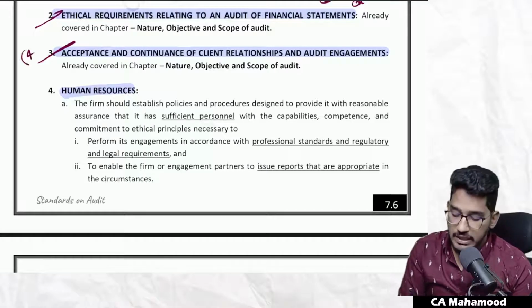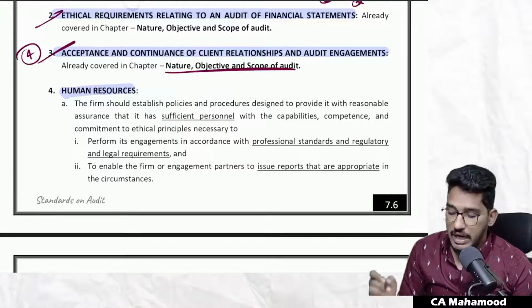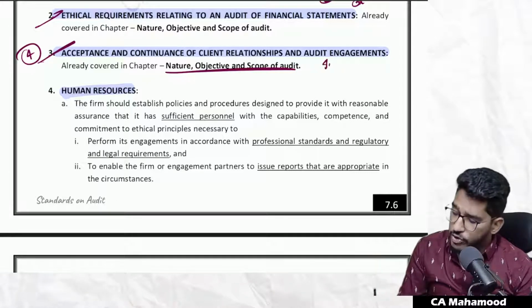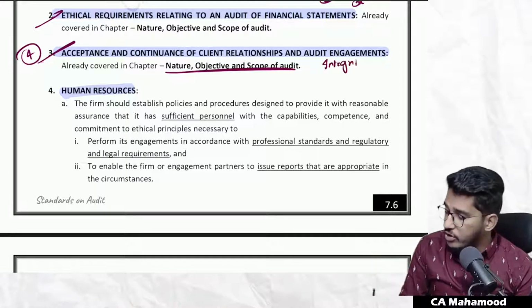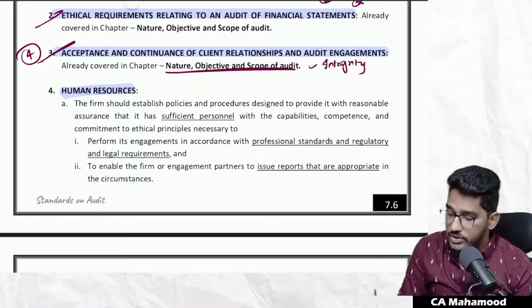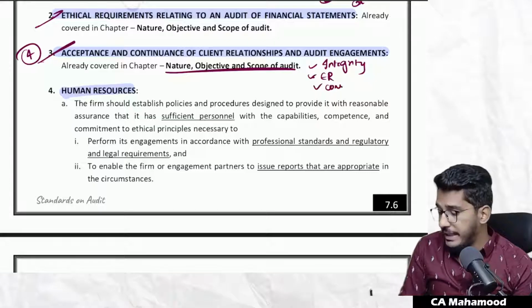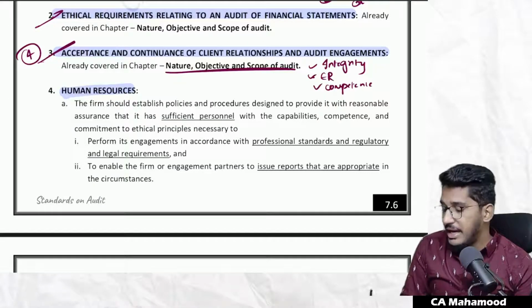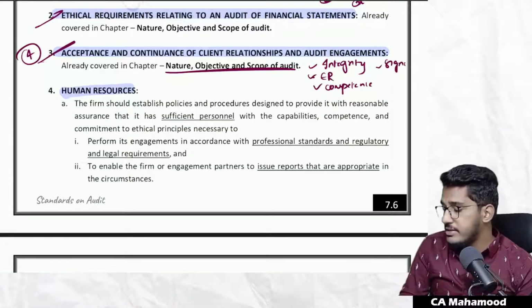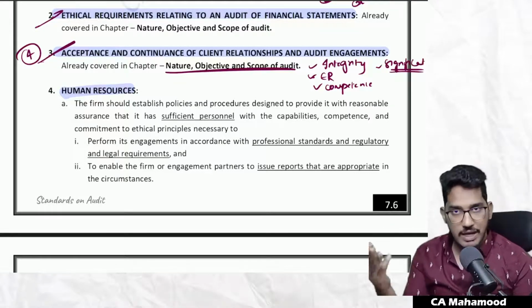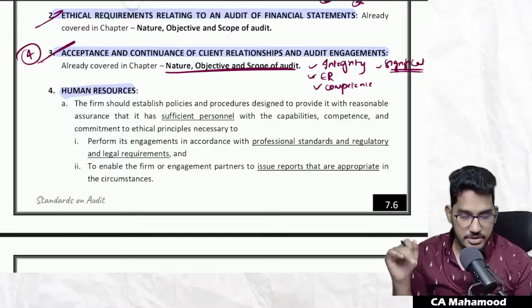This also I have told, 4 factors you have to consider. Those 4 factors I have already told you in nature, objective and scope of audit. Once again I have revised. 4 factors you need to consider: integrity of the top level management and those charged with governance, compliance with the ethical requirements, competence of the engagement team members, and significant matters which have arisen during the course of previous audits. These 4 things you need to check, and then you have to decide whether to accept or continue the client relationship.